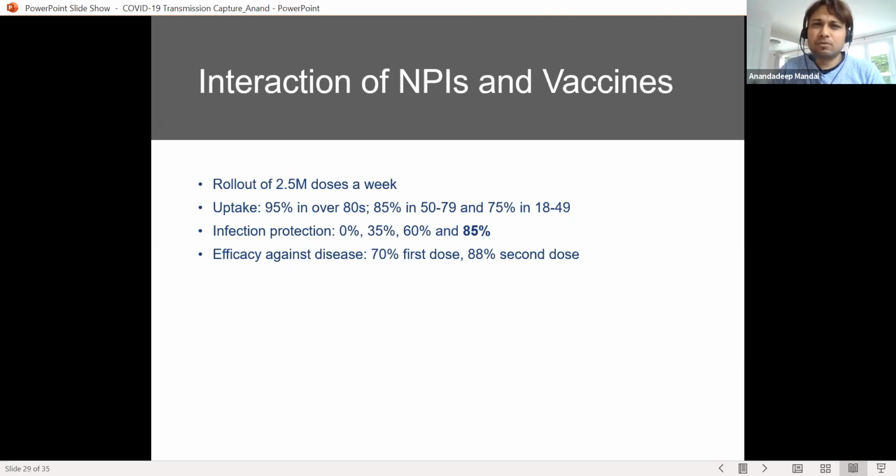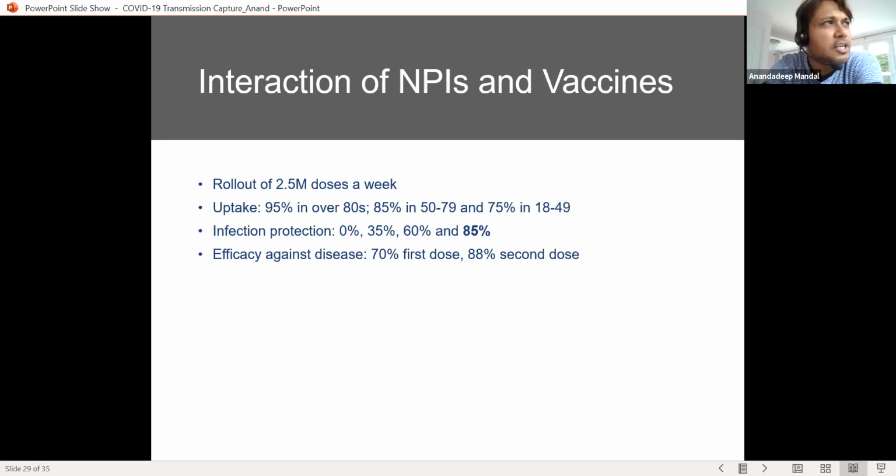So the next step was to analyze the interventions, lockdowns, and when the vaccination comes into play. We are rolling out about 2.5 million doses a week right now. Uptake is 95% in over 80s, which is extremely good. So 95% of the population over 80 has got it. 85% for 50s to 79, 70% for 18 to 49.